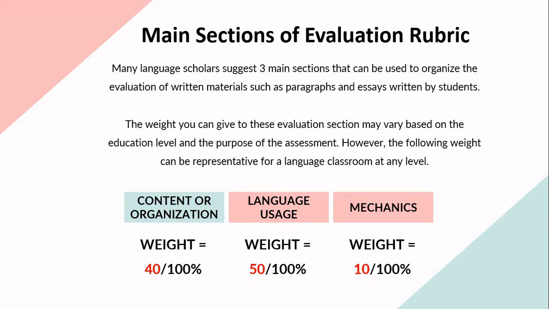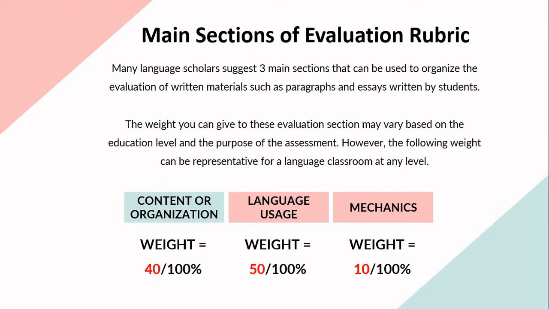So let's start the main section of the lesson. Here we're going to look at the main sections of evaluation rubrics. Many language scholars suggest three main sections that can be used to organize the evaluation of written materials such as paragraphs and essays written by students.